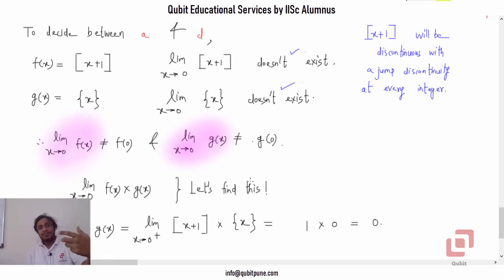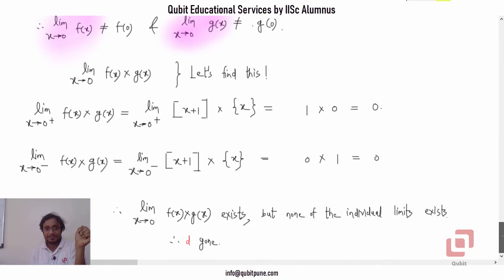So now we are moving one step closer. Now let's see whether this limit exists: limit as x tends to 0 of f into g. Now this is interesting. You will find that the limit exists. Fine. So to check whether the limit exists or not, we will find the right and left hand limits separately, because both these functions are piecewise defined functions. So let's first see the existence of the right hand limit.